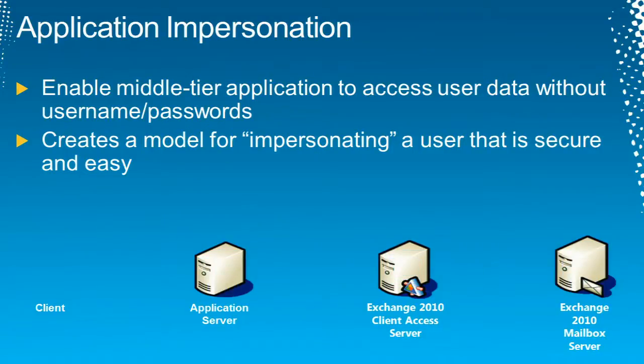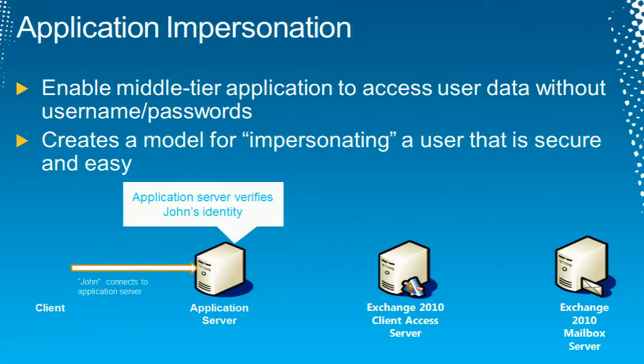So let's walk through exactly what application impersonation looks like. I have a client out there, a specific client application, and it's going to connect to some application server and authenticate as itself. That could be something as simple as a Windows network credential. It could be a PIN. It could be a biometric. Whatever is specific to that client-server application will handle the authentication.